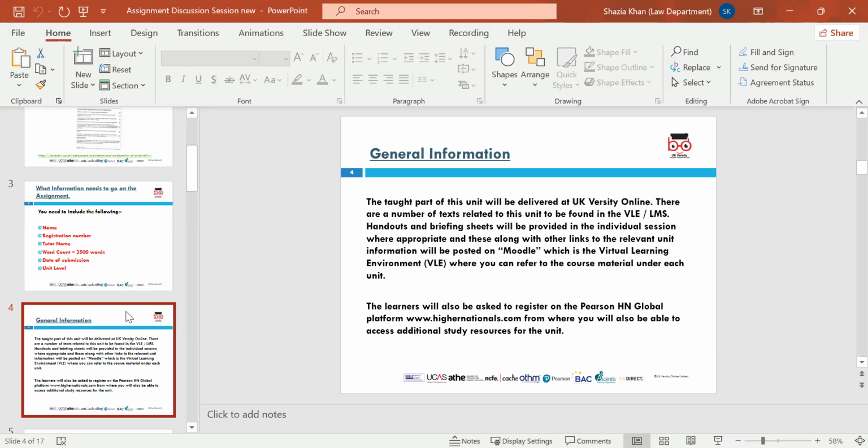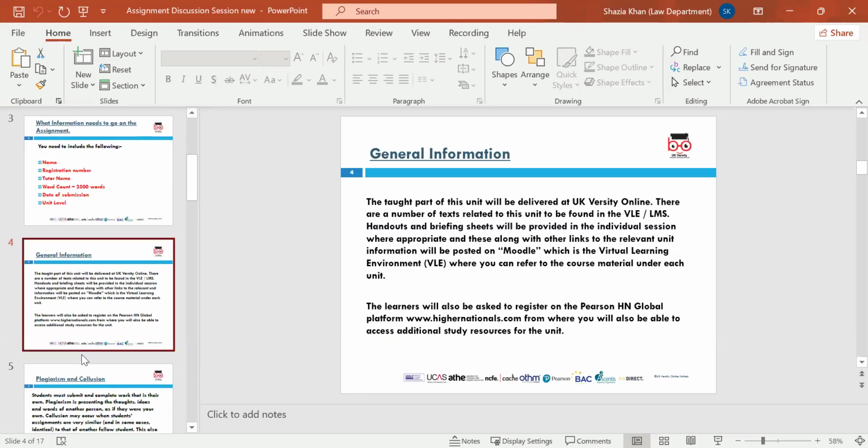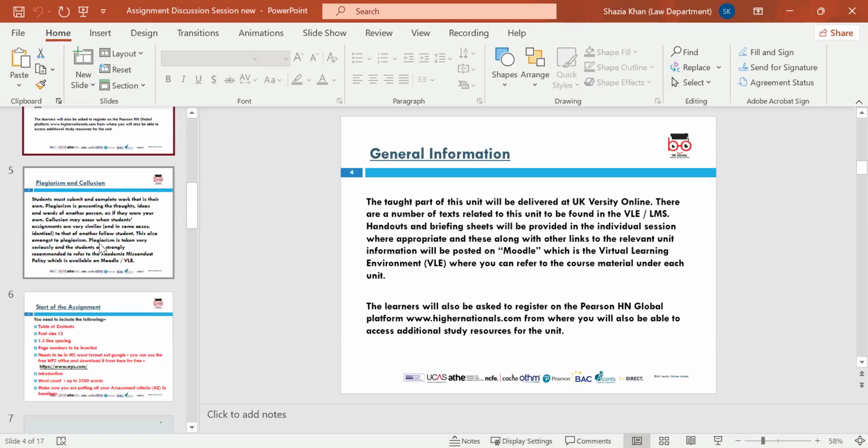Do you have access to Moodle? Yeah, they sent it to me.